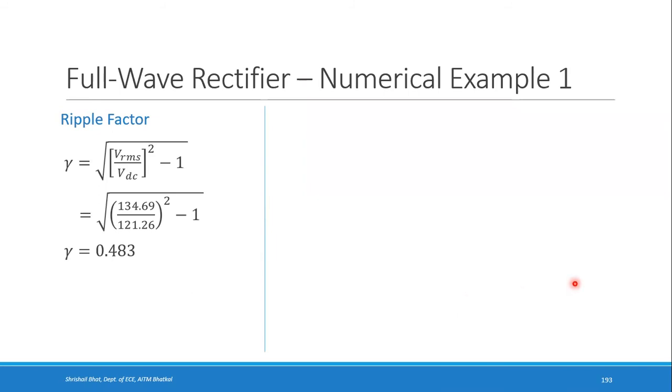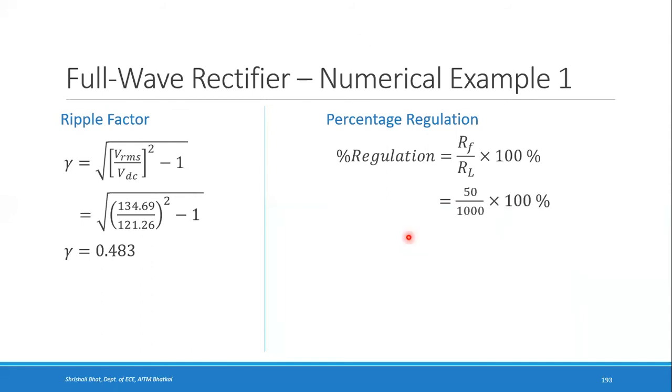Then you can also find the percentage regulation. Though it is not asked, you can find it. It is again RF by RL into 100%. RF is 50, RL is 1000. So in terms of percentage, 0.05 into 100, that is 5%. Percentage regulation is 5.